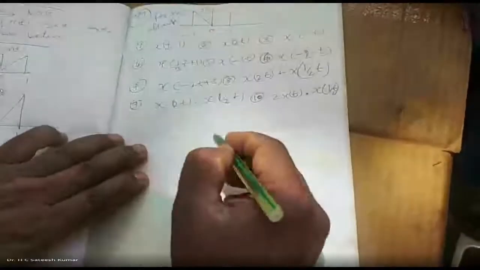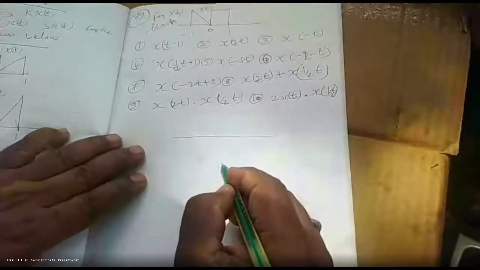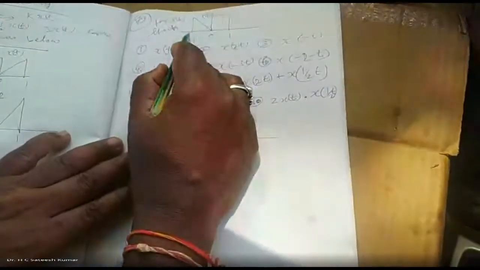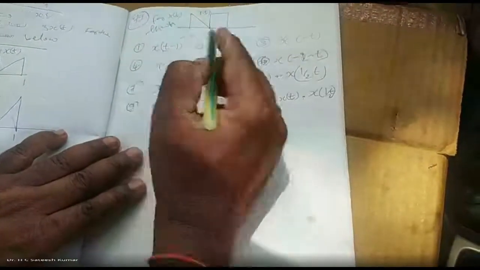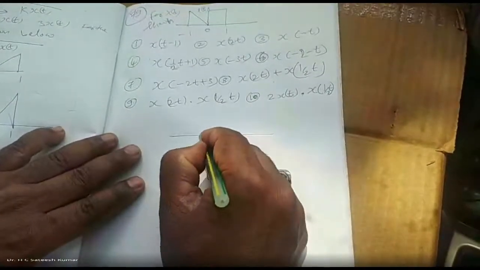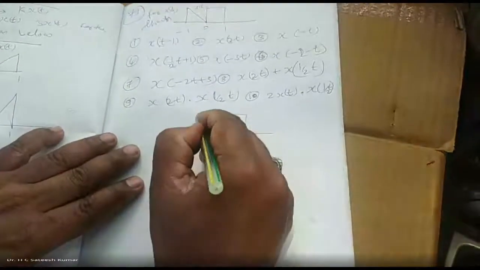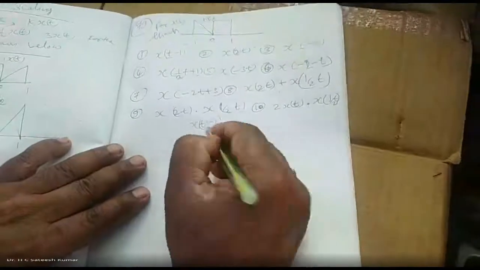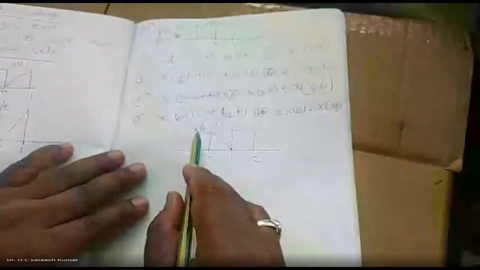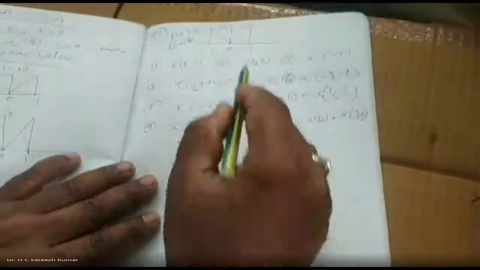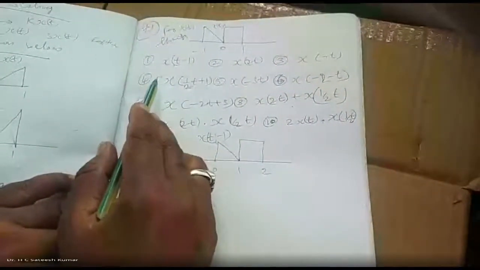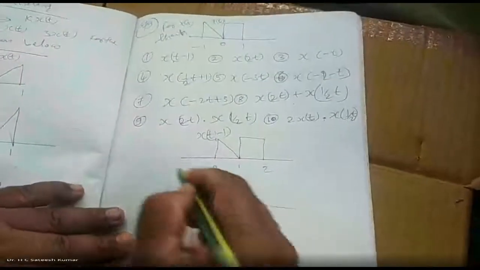So first one, x of t minus 1. X of t minus 1 means what? Shift right by 1 unit. Shift right by 1 unit means what? Minus 1, add 1 to it. Minus 1 plus 1, 0. Signal will start from 0. Rewrite it as it is: 0, 1, 2. That's it. Only this much you need to do. Shifting is nothing but what? Shift right by 1 unit means add 1 to it. Minus 1 plus 1, 0. 0 plus 1, 1. 1 plus 1 is 2. So whenever x of t minus 1, if t minus is there, it means shift right by 1 unit. That's it.